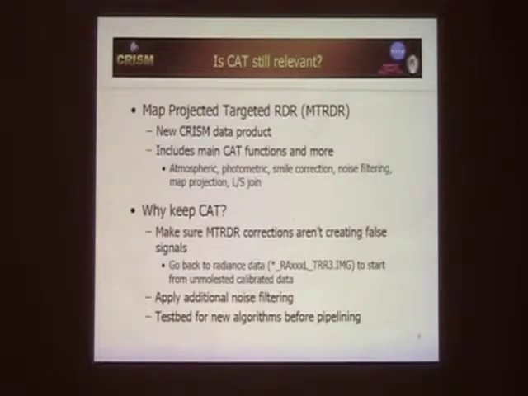The data products that Frank was describing, the MTRDRs, incorporate most of the things that CAT does. So I expect that as those products start to come out, most of the science is going to shift from CAT analysis to looking at those products. But CAT will still be important for double checking and making sure that the filtering on the new products is not inducing artifacts. If you see some feature and you want to make double sure that it's a real thing, you might want to go back to your real data and run your own analysis to double check that it's not an artifact. And you can apply additional noise filtering, testing algorithms, and things like that. So I think it will still be important.